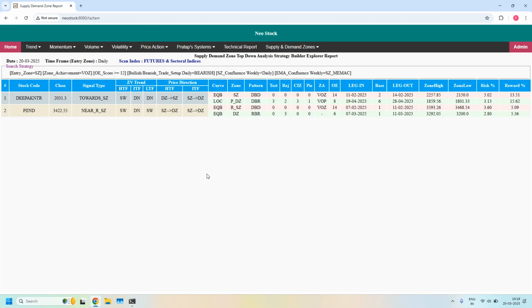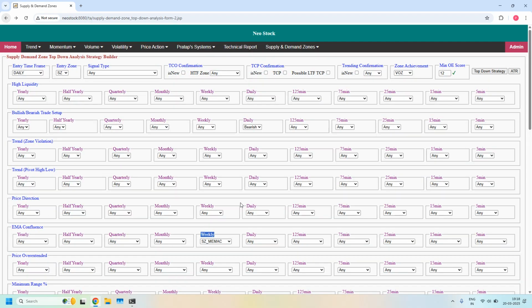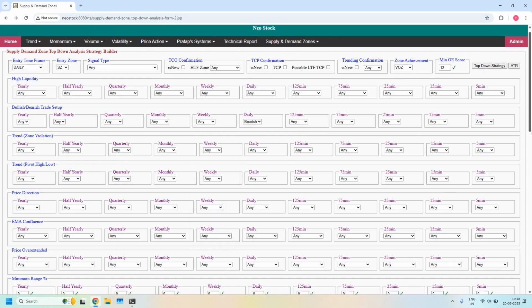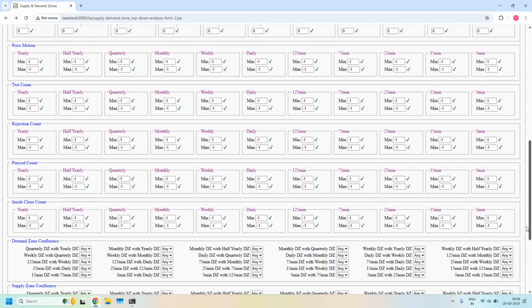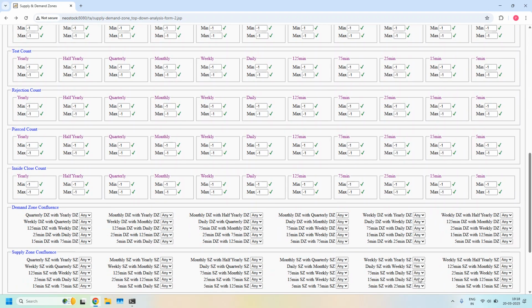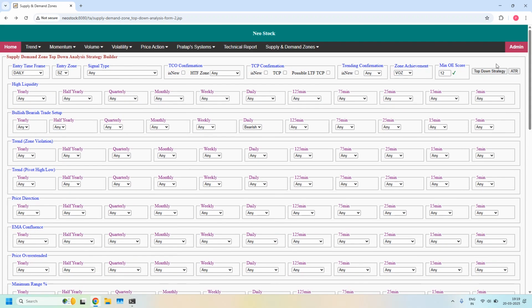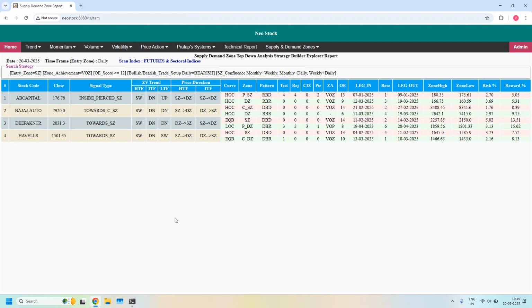Next, we will look into LTF, ITF, HTF supply zone confluence supported stocks. Removing the EMA filter. In the supply zone confluence, we have to set 3 filters: daily with weekly, daily with monthly, and weekly with monthly supply zone confluence. With all the 3 filters, we got 4 stocks.